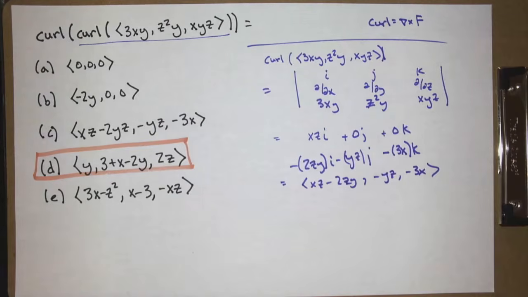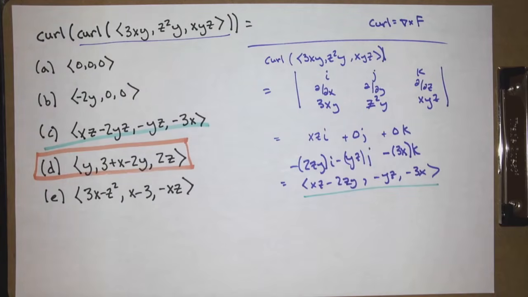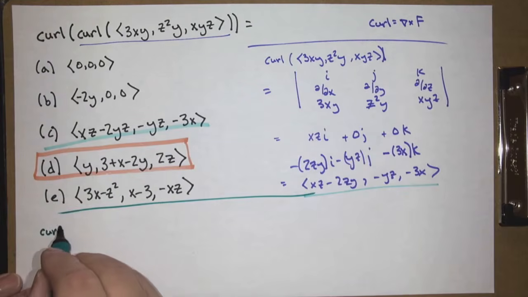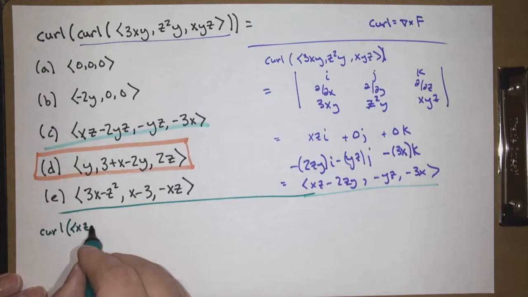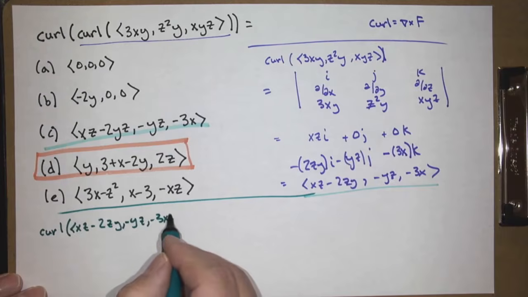Now, if you weren't paying attention, what might you be tempted to do? You're like, hey, that looks like C. Yeah, we kind of know intermediate work will show up and we say, hey, let's throw it in there as a distractor. Don't be distracted, because what have we done? Well, we've gone one step. So now our problem becomes find the curl of this thing we just found. So (xz minus 2zy, minus yz, minus 3x).